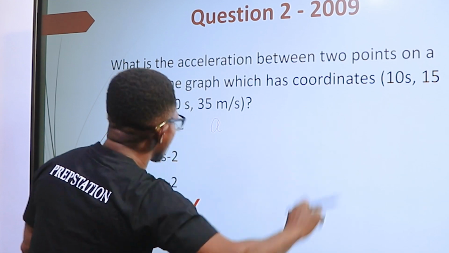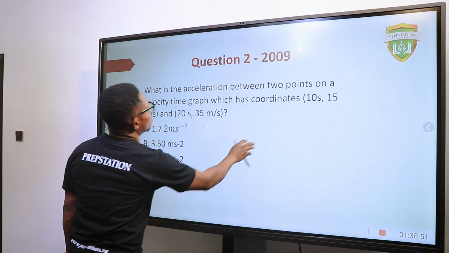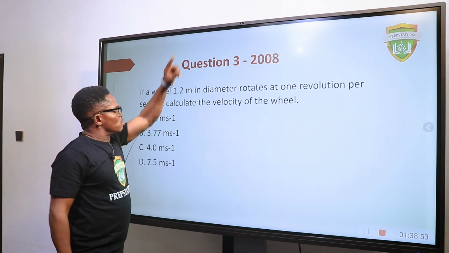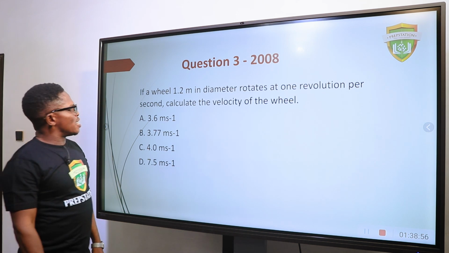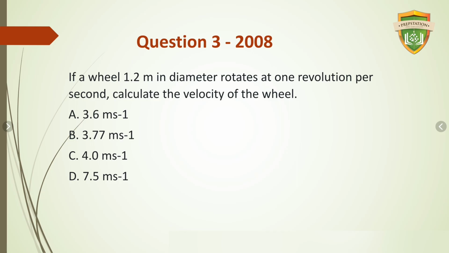So let's move forward. Question number 3, and this was extracted from the year 2008. If a wheel 1.2 meter in diameter rotates at 1 revolution per second, calculate the velocity of the wheel.